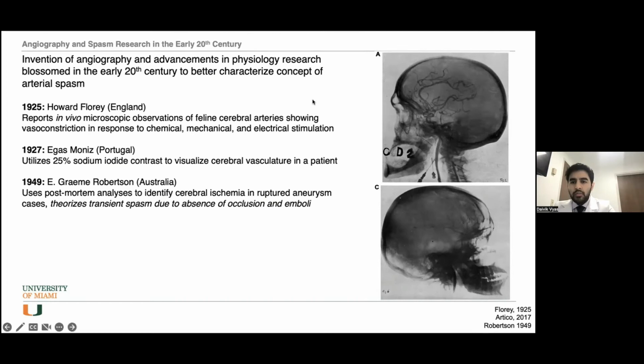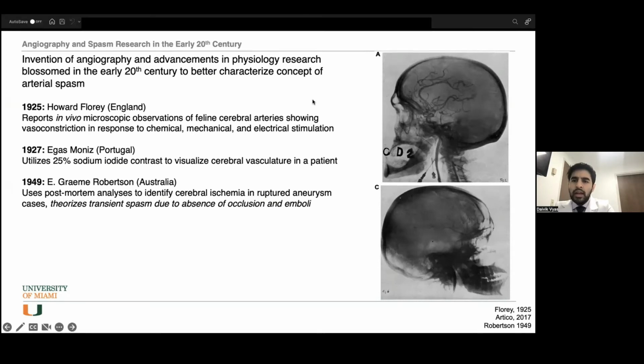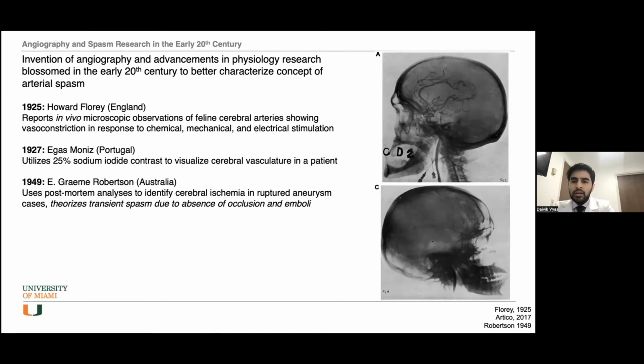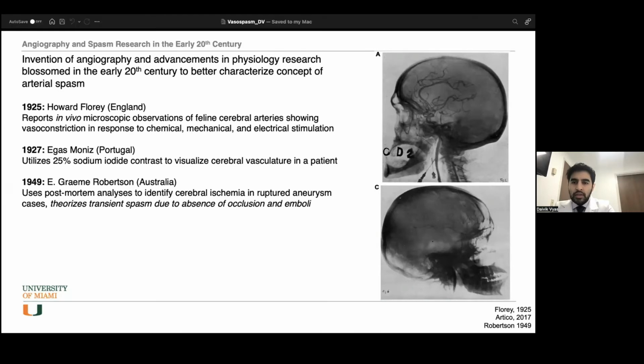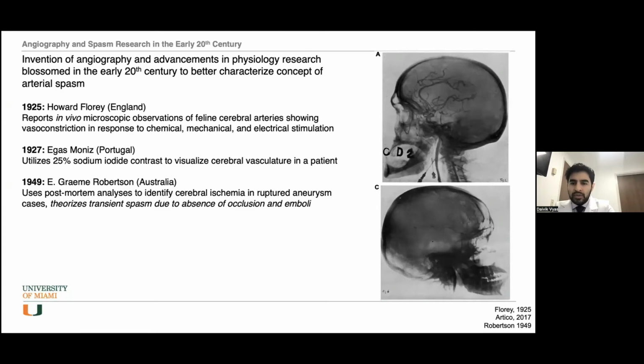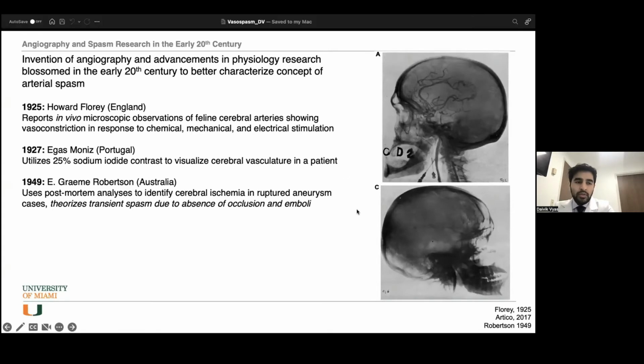So over here on the top right, what we see is a cadaveric angiogram. And this was actually the first specimen that he injected. On the bottom, in what's labeled figure C, is the first live patient. The live patient angiogram done in 1927, which he eventually published.